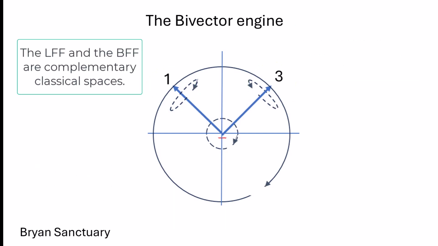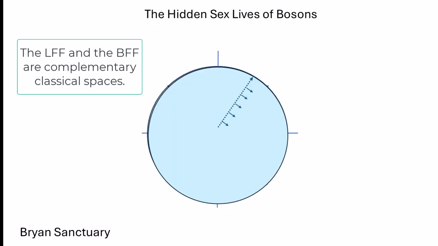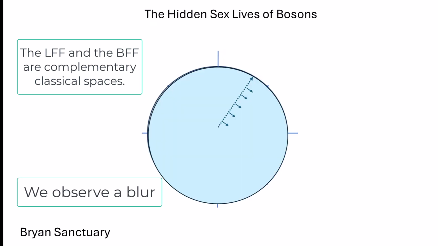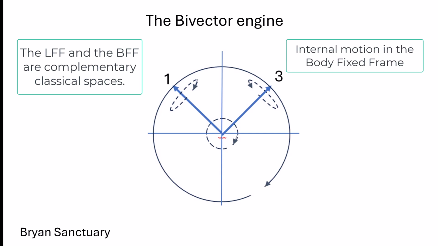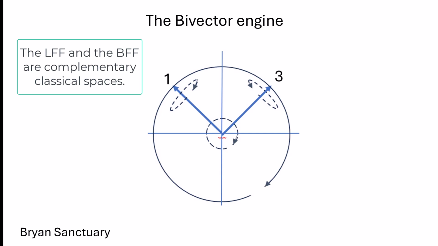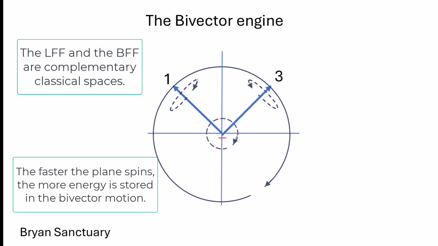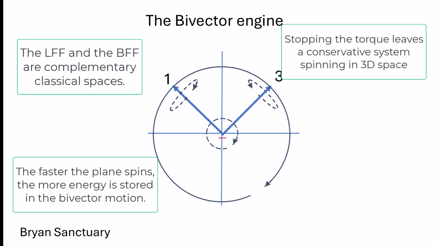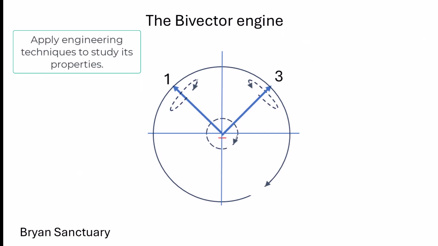This is classical complementarity. We observe from the laboratory fixed frame; inside the engine is the body fixed frame, and the full internal motion is observed. From the laboratory fixed frame, the faster we spin, the more angular momentum is produced internally. If we stop applying torque, the frictionless system will keep processing and store that energy to deliver later to a target. We have engineering techniques that can measure frequencies, torques, gear ratios, and energy balance.